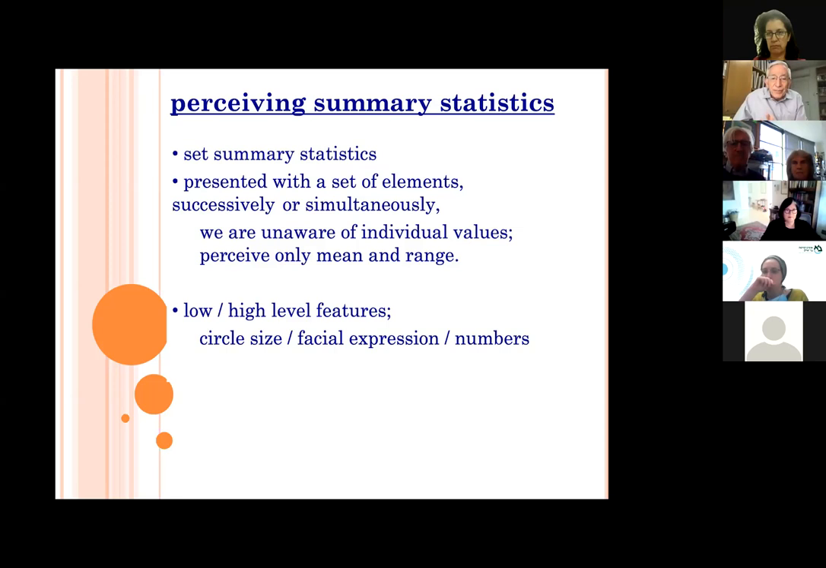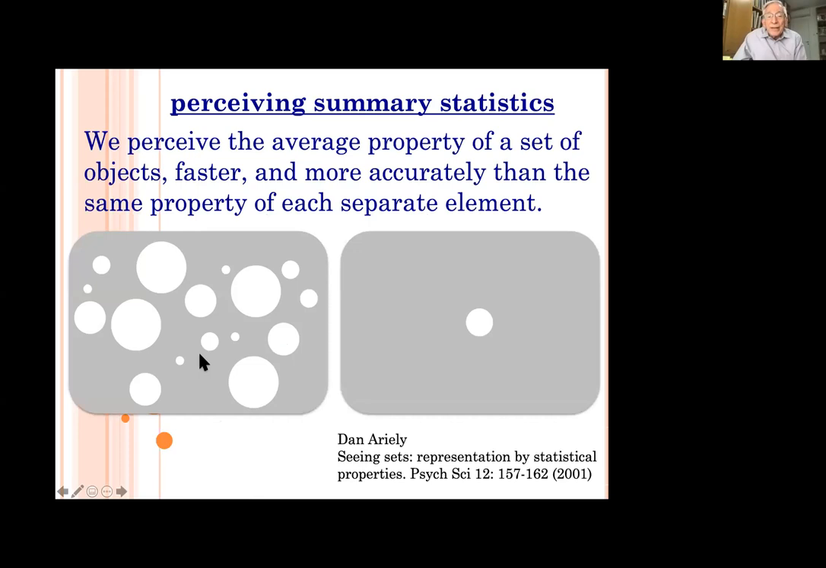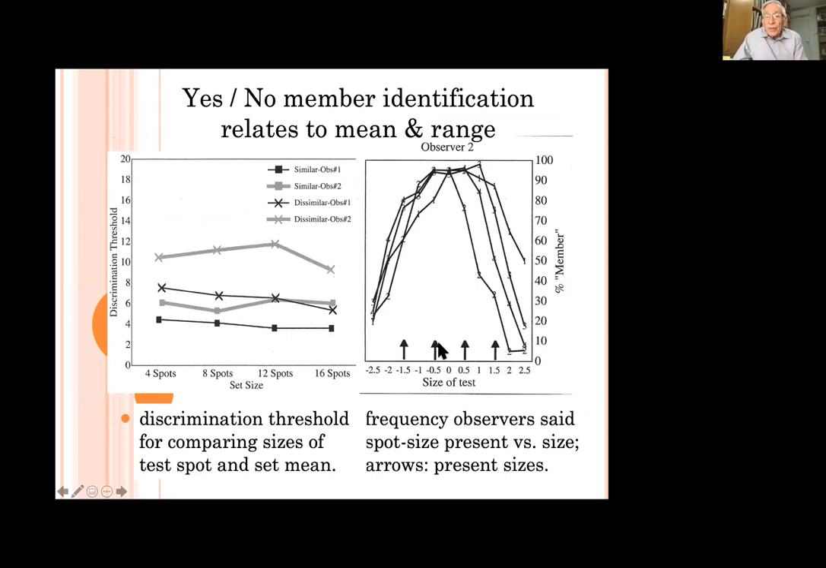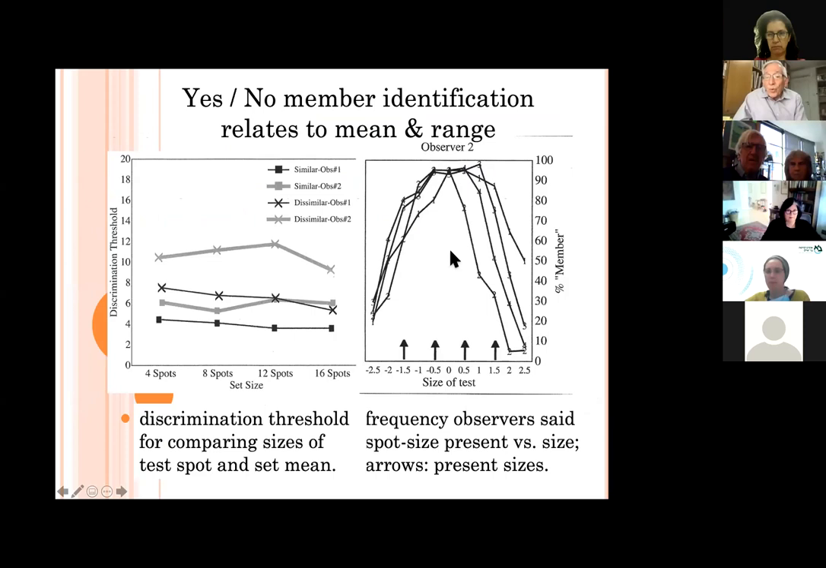He showed subjects a bunch of circles on the screen and then asked them one of two questions. Either, was this circle there? And the second possible question was, is this circle bigger or smaller than the mean? And they did very well on the mean and very poorly on its being a member of the circles. So, in other words, if these were the four sizes, they were just as well seeing that this size was there as the one in between the two.